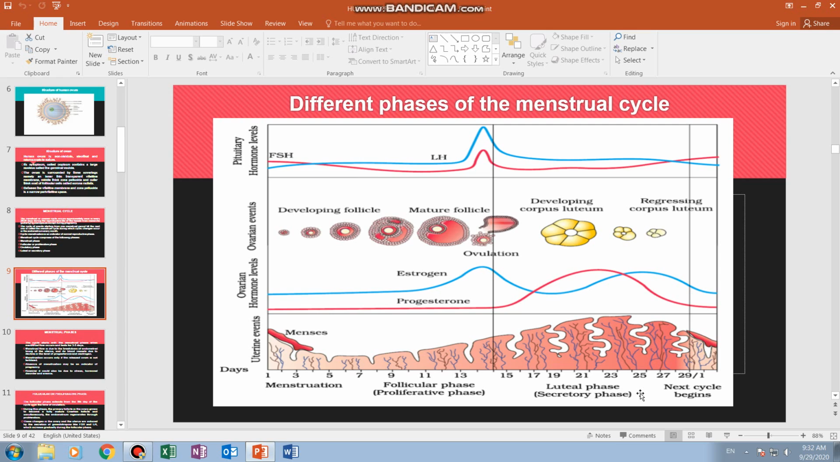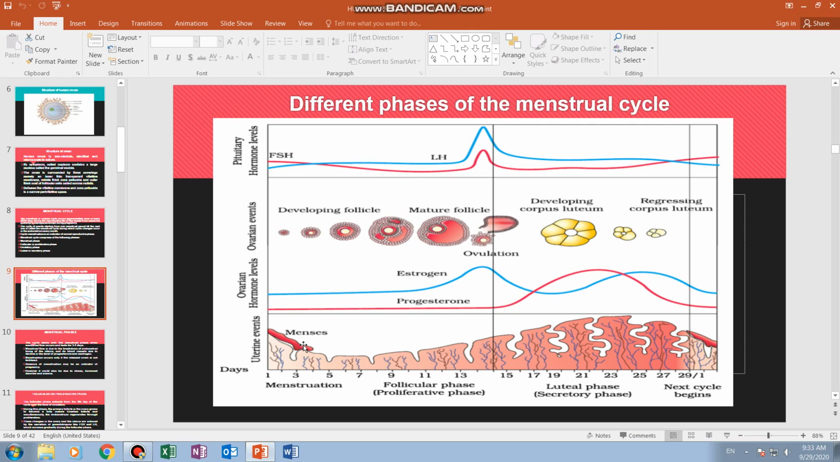The first one is menstruation. Menstruation refers to the breakdown of the endometrial lining and also the blood capillaries. During this first phase of the menstrual cycle, progesterone and estrogen levels also fall down. This occurs when the ovum is not fertilized. When the ovum is not fertilized, it leads to menses, and this menstrual flow lasts for 4 to 5 days.